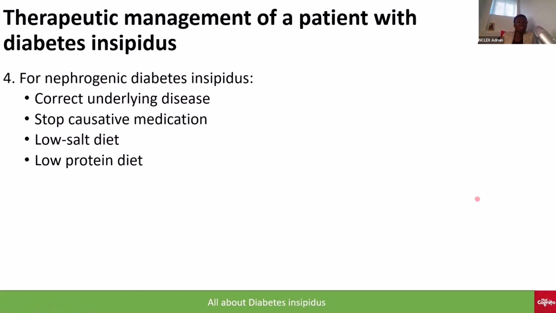Number 4, for nephrogenic, as a result of the kidney. For nephrogenic diabetes insipidus, we have to do what? Correct the underlying disease. Whichever disease is causing it has to be corrected. And we stop the causative medication in case the client is on any medication that is inducing the diabetes insipidus. And then by way of diet, low salt diet and low protein diet. So take note of this.